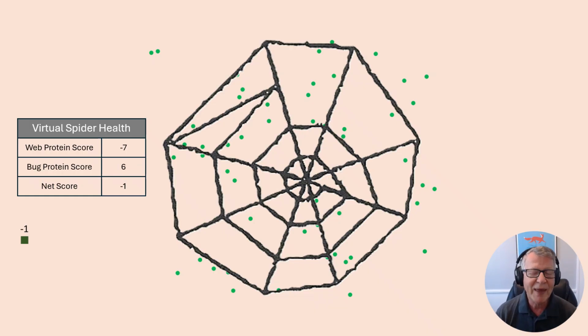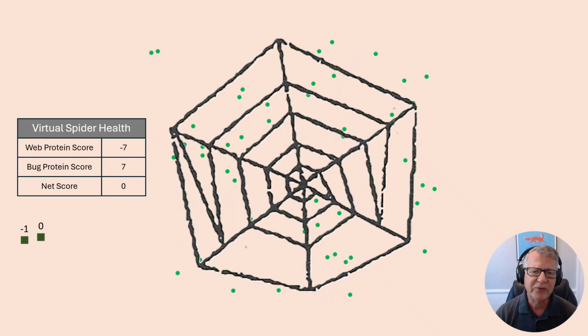In other words, how many times are my sticky silken threads actually encountering a bug so I can eat it and I can live to spin another web tomorrow. Because believe it or not, they spin one every day. The silk that they produce on a Tuesday, they actually gobble up and partially recycle to spin the next day. Net score of -1. So this isn't a very successful spider.